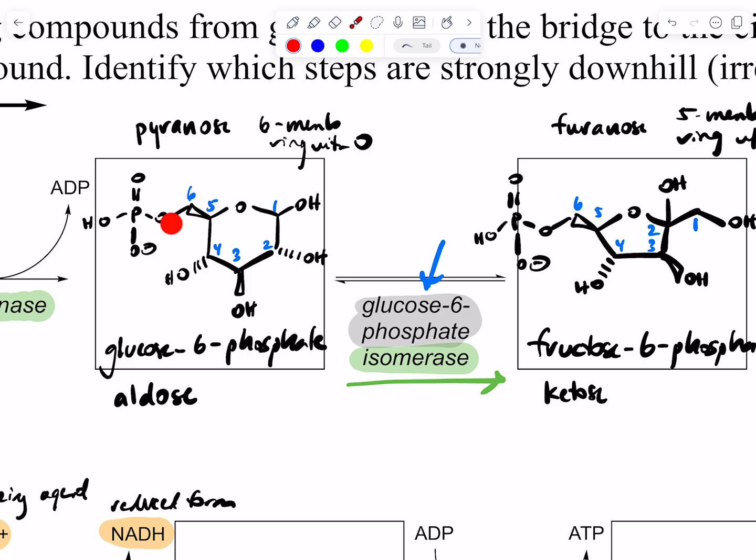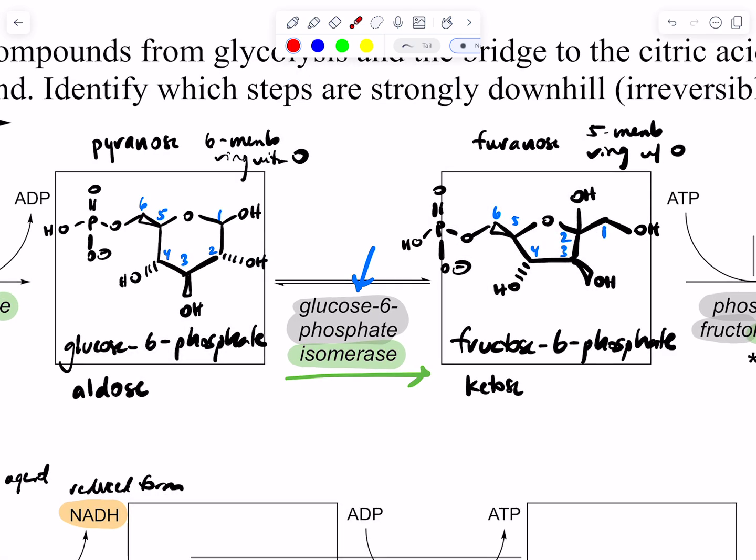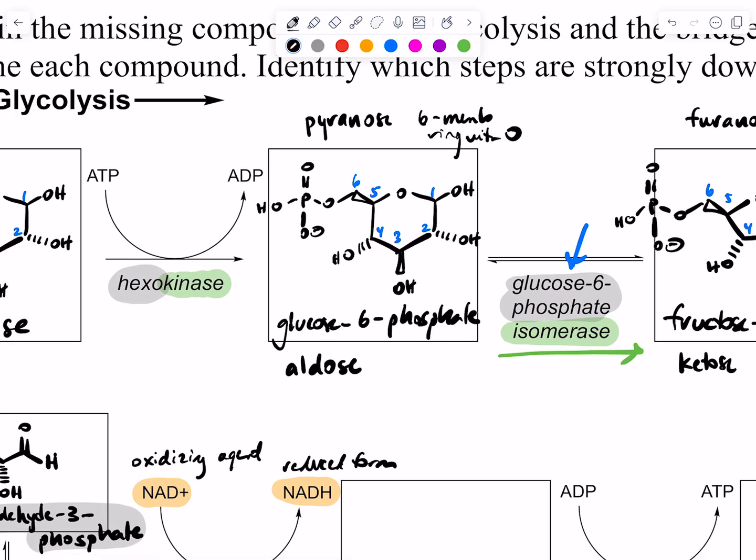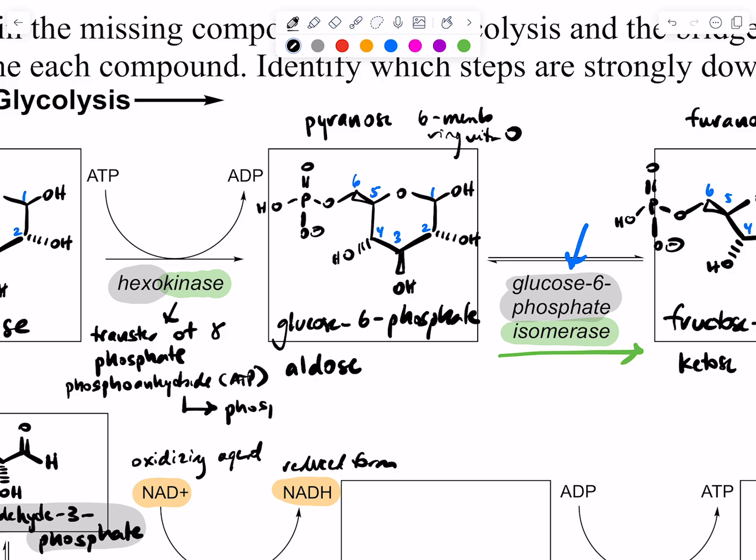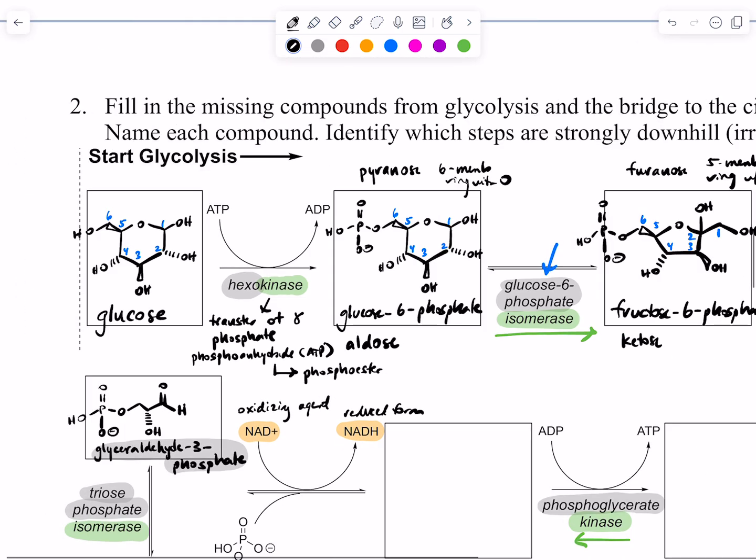Okay. And then what does kinase mean? Kinase means transfer of a gamma phosphate, generally from phosphoanhydride in ATP to phosphoester on another molecule. Yeah. So you're adding phosphate. Yeah, you're adding a phosphate to glucose.